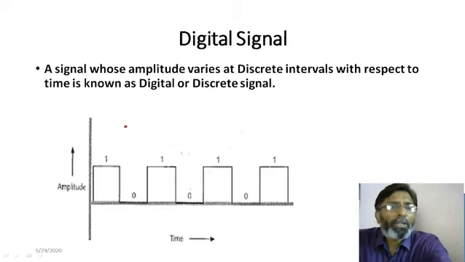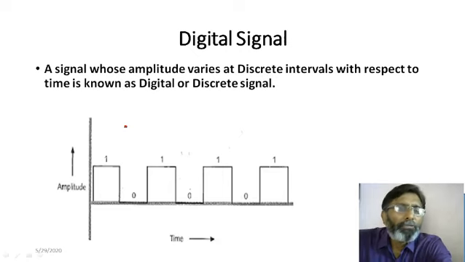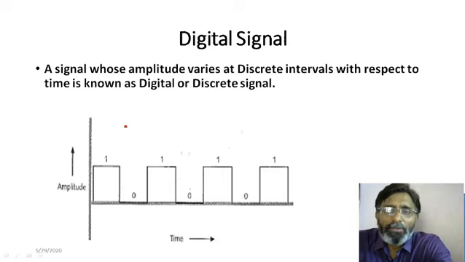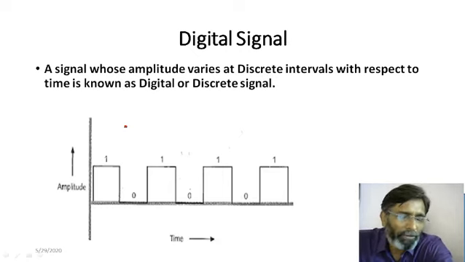Then next we will see what is digital signal. The difference here is what? A signal whose amplitude varies at discrete intervals with respect to time is known as a digital or discrete signal. So, the difference is continuous and discrete. In the case of digital signal, the amplitude of the signal varies at discrete time intervals. For example, from this time to this time, the signal amplitude is maybe 5 volt. After this, up to this time, it is 0 volt. This level is 0.